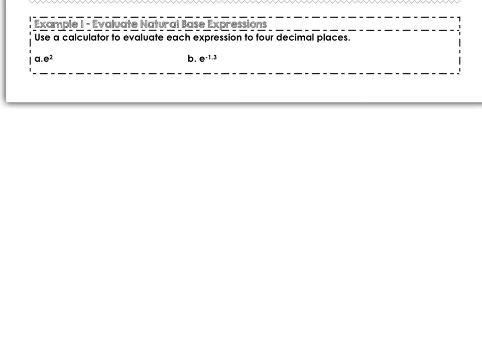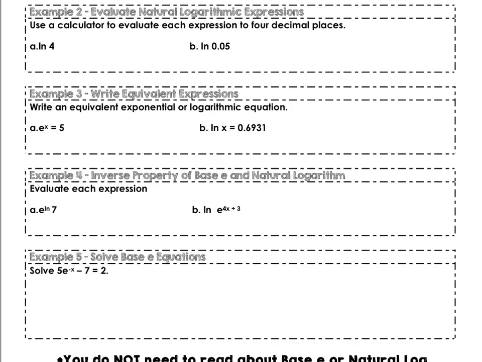Just like before, we're going to do 10-5, but I want you to do the first example on your own. Make sure you know how to find the button e on your calculator. Make sure you also know how to find the button LN, natural logarithm, on your calculator.